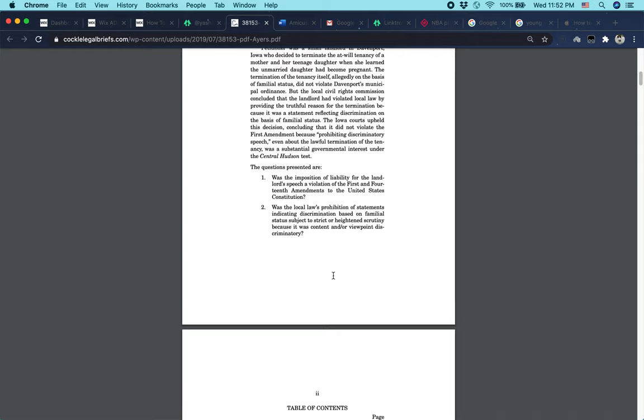They say, was the local law's prohibition of statements indicating discrimination based on familial status subject to heightened scrutiny because it's content and/or viewpoint discriminatory? This addresses a different issue in courts. There is an idea called the strict scrutiny test, where we decide whether there's heightened scrutiny for these bodies of enforcement or legislatures that decide whether or not something is in violation of a constitutional amendment. And was this scrutiny good enough, or was this quote unquote strict scrutiny test actually viable at all?